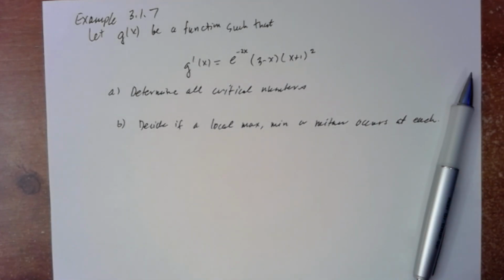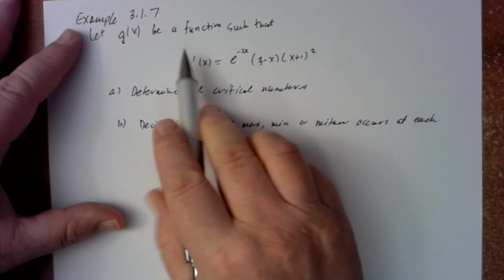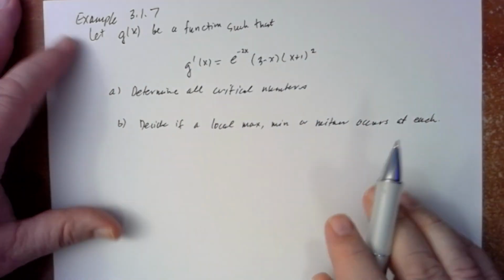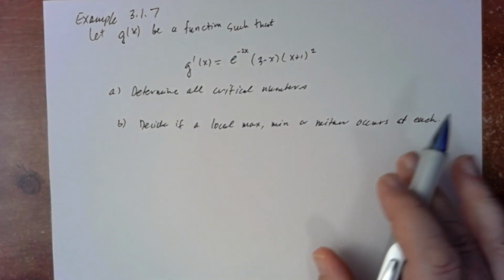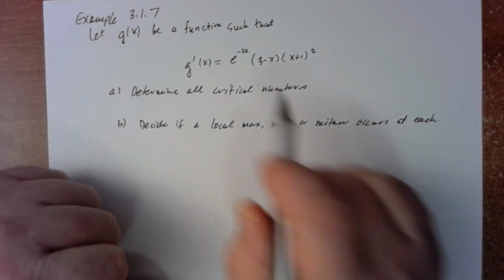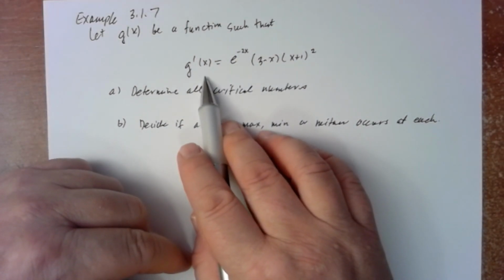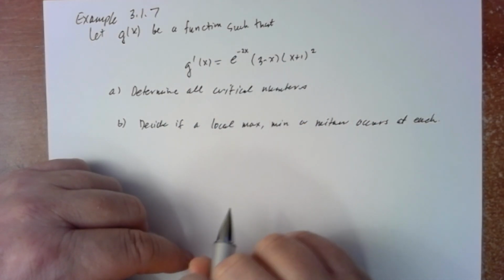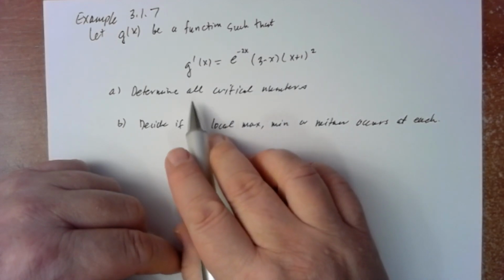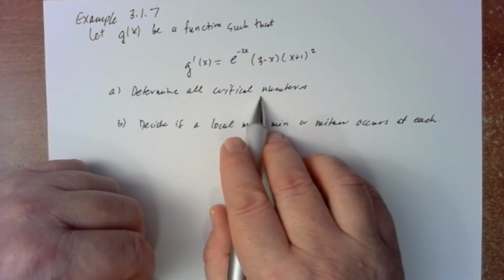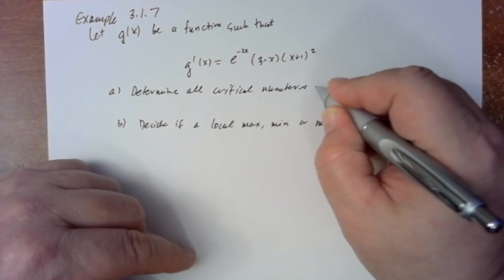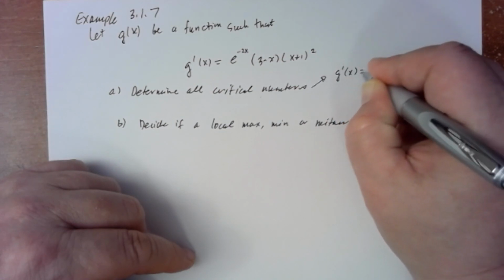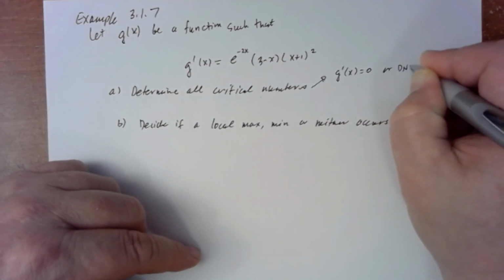This is example 3.1.7. We're going to be taking a look at how we can figure out if a function has local maxes or mins, or maybe neither. And so we're going to start with the fact that we're given the derivative of a function and it's nicely factored for us. And so the first question is, can we determine all the critical numbers? And remember, the definition of a critical number is all the x where g prime of x is equal to 0 or does not exist.